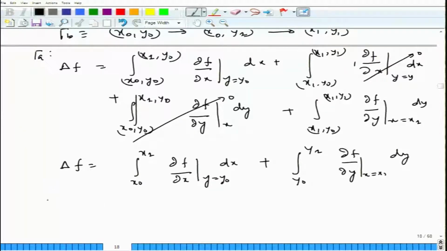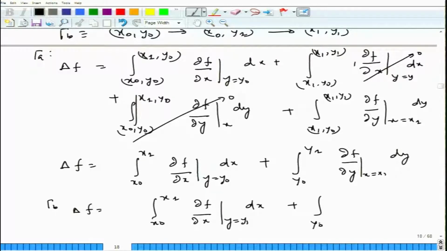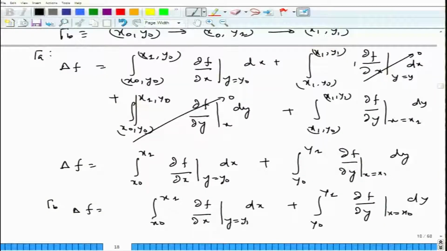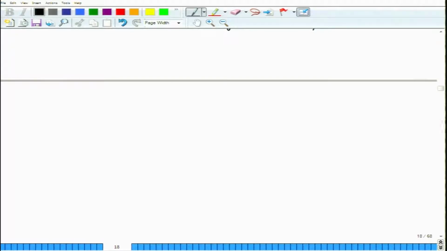Now, if you had used gamma B, you could show that delta f is the integral from x0 to x1 of del f by del x at y equal to y1 dx plus the integral from y0 to y1 of del f by del y at x equal to x0 dy. Okay. So, the constants are different. So, this is a simple way of finding out changes in the functions using paths which are broken into different line segments. Okay.